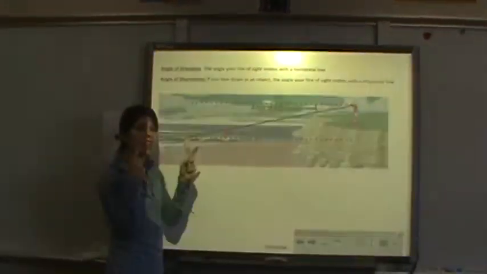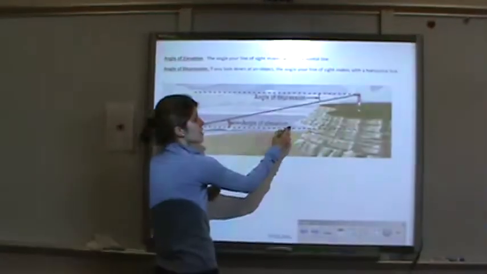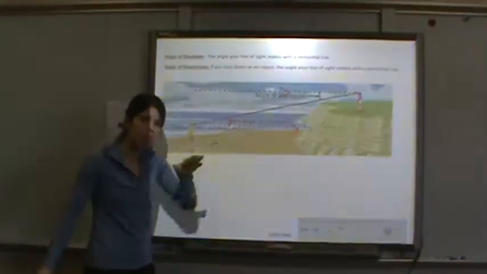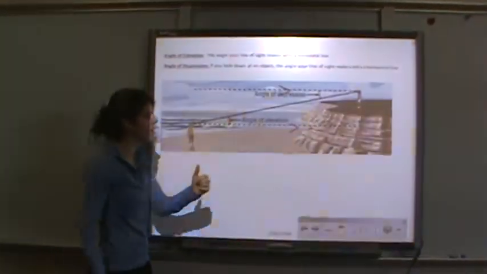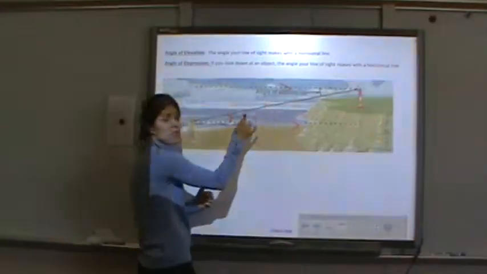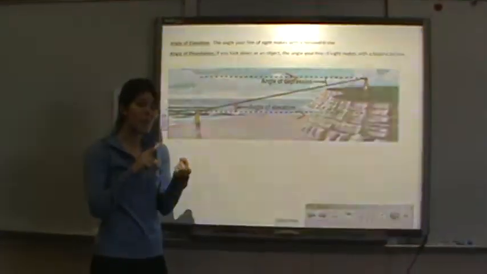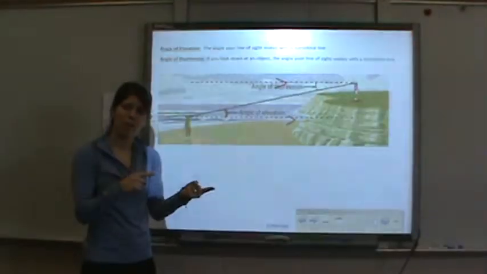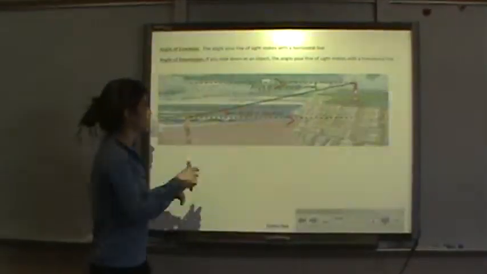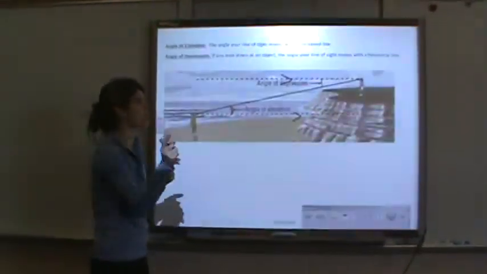Now, if you think about this, think back to our parallel lines. Assume their lines of sight are both these horizontal lines, so they're parallel lines. So these are alternate interior angles. So really, the angle of depression and angle of elevation are the same. Okay, so remember that as we go through these problems.